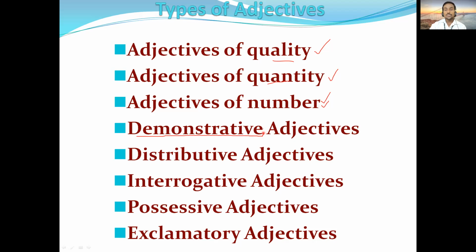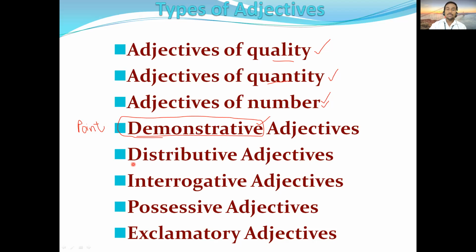So what do you mean by demonstrative? Demonstration, demo, so it means to show or to point out. So when we use these nouns to show something or to point out something, these adjectives will be called demonstrative adjectives. From examples you will understand how we use them to demonstrate.